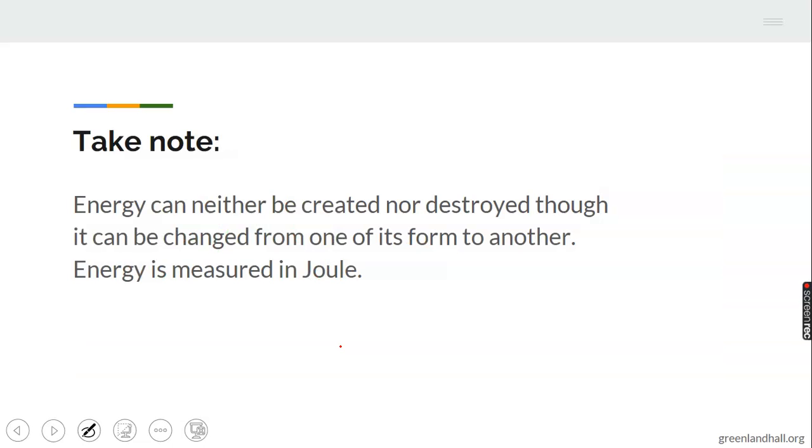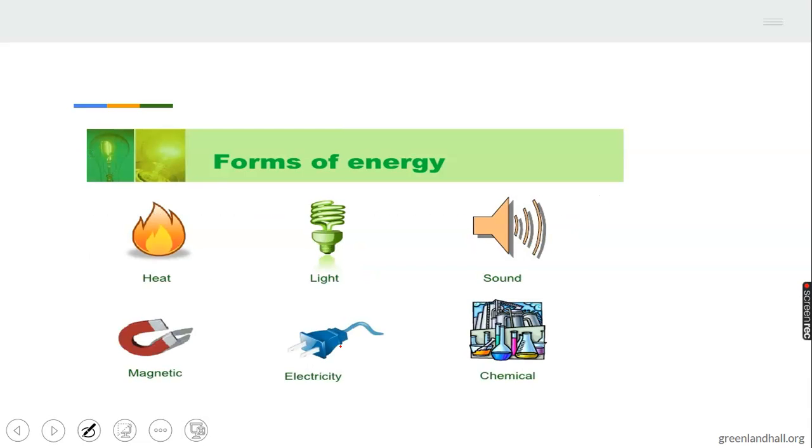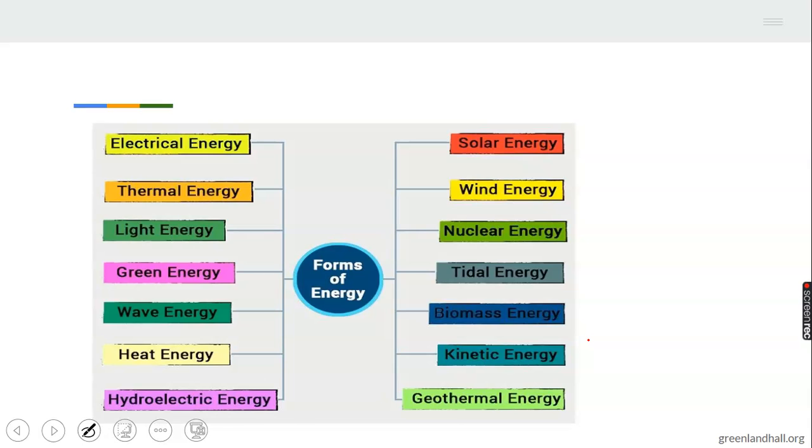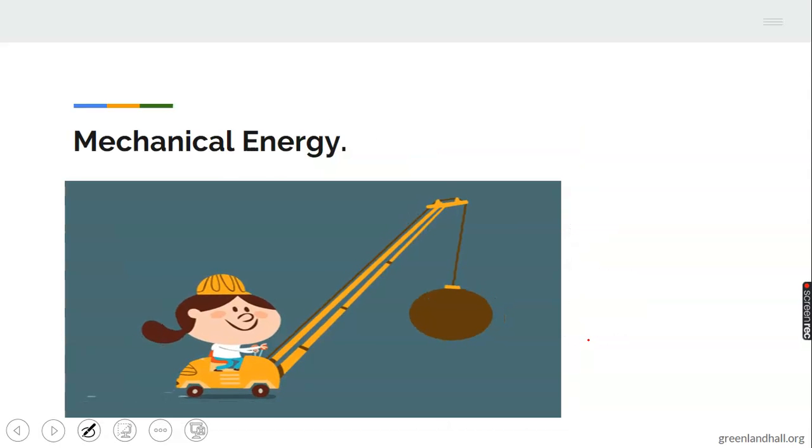We were told that energy can neither be created nor destroyed, though it can be changed from one form to another. We have different forms of energy that we mentioned: heat energy, light energy, sound energy. You can see them on the screen. We have magnetic energy, electrical energy, then chemical energy. We saw the various forms in our previous lesson.